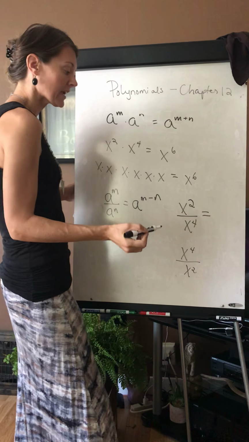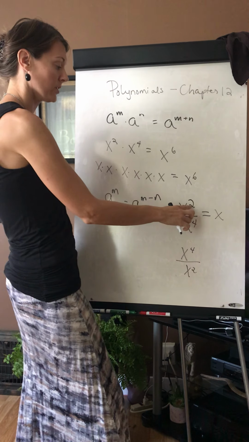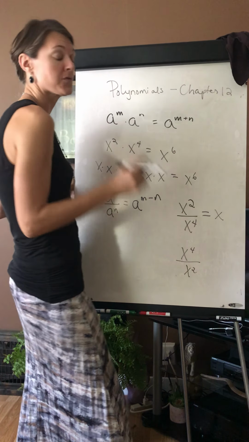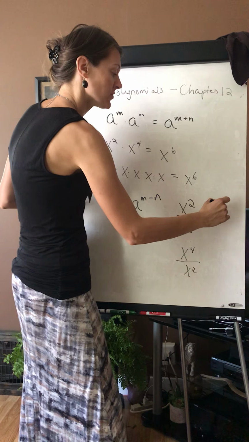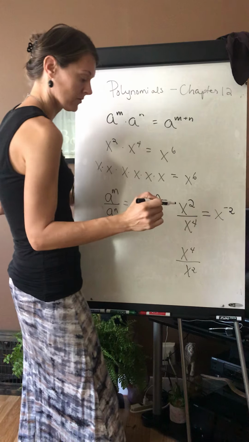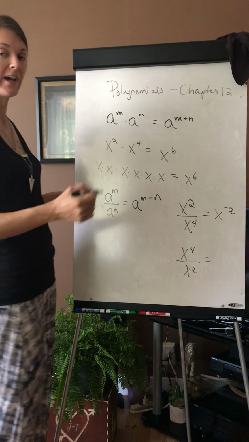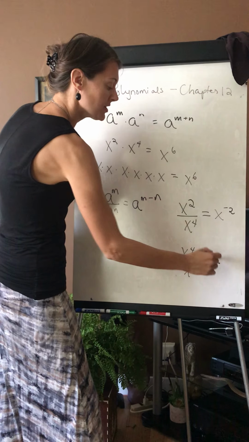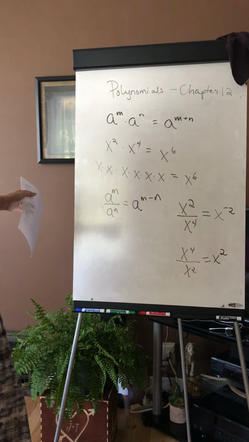So x to the second over x to the fourth, again, we're going to keep the base x, and then we're going to take 2 minus 4. So be really careful with your signs here. 2 minus 4 is negative 2. Whereas in this instance, we have x to the fourth divided by x squared. So this time we're going to take 4 minus 2, so it's going to be positive 2.